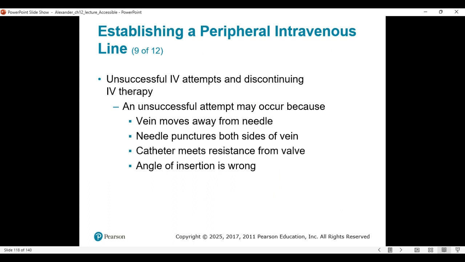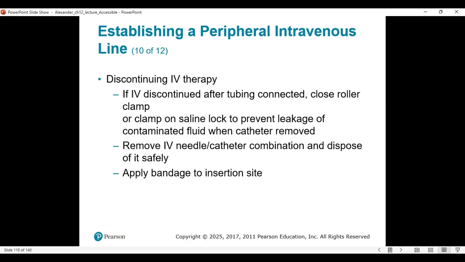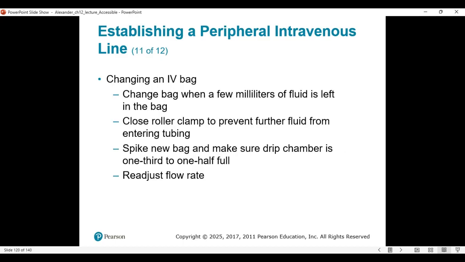So unsuccessful IV attempts and discontinued IV therapy. An unsuccessful attempt may occur because the vein moved, the needle went too deep, the catheter hit a valve or meets resistance from a valve, or the angle of insertion was wrong. If IV is discontinued after tubing connected, close the roller clamp or the clamp slide, or clamp the saline lock to prevent leakage. Remove the IV catheter needle combination and dispose of it. Bandage the insertion.